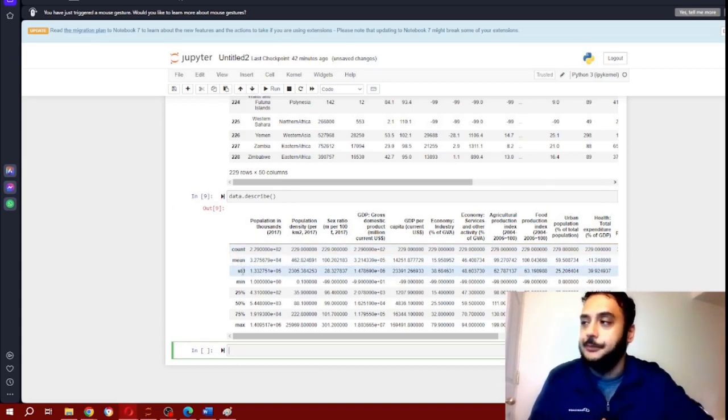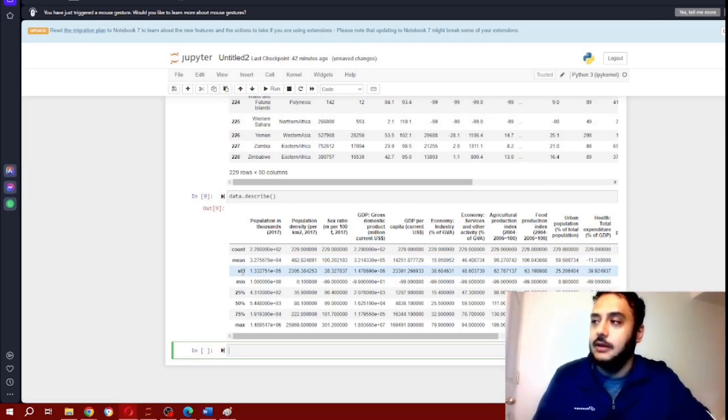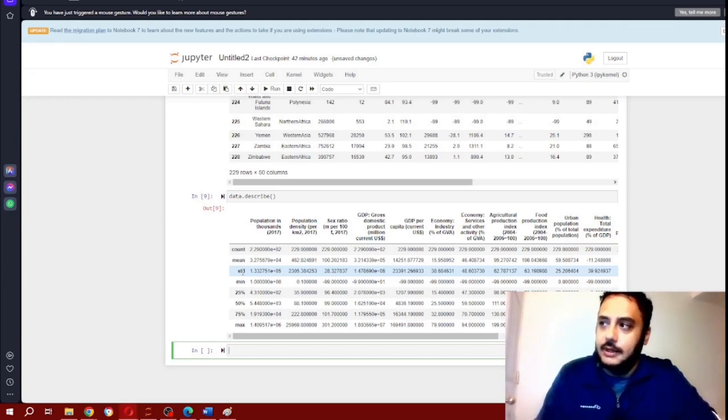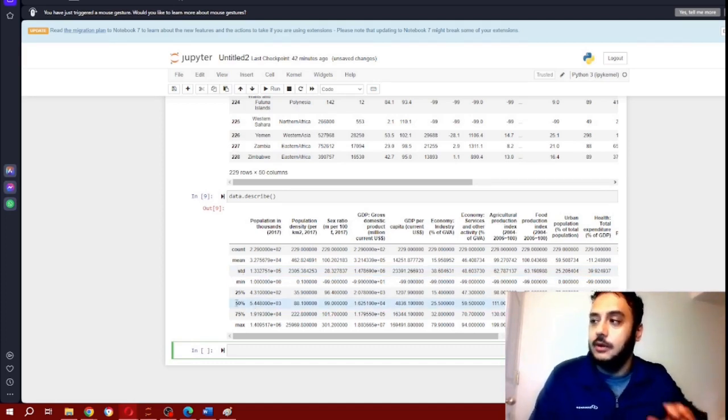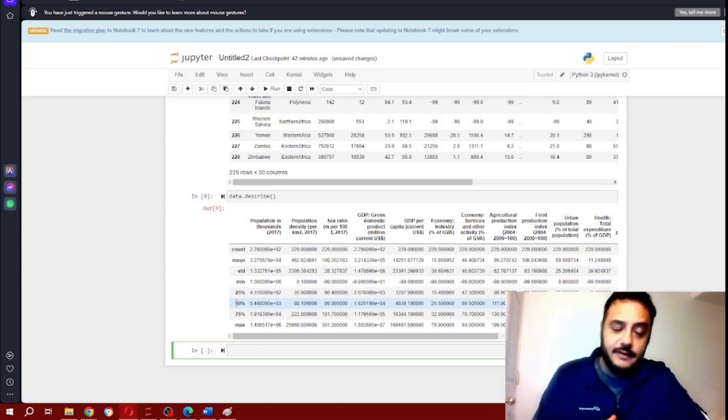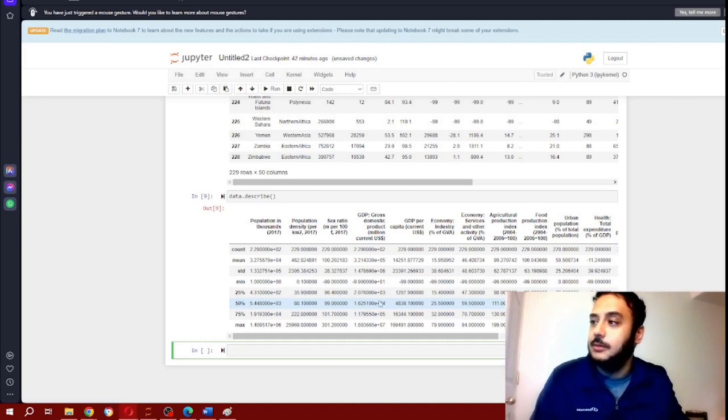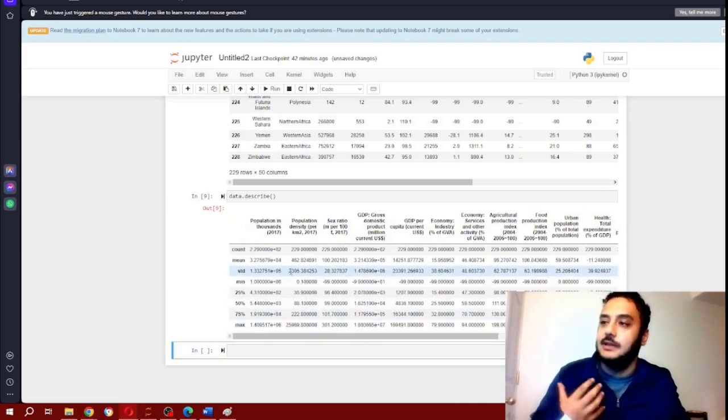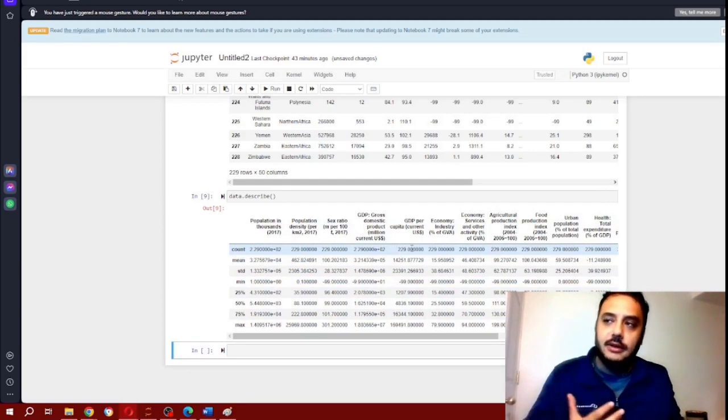Standard deviation, which is the standardized distance difference from the mean, is a whole different thing that I may have talked about in other videos, so I'll probably have a special video about this. Minimum is the smallest number in the distribution, the 25th percentile is the first quarter, the 50th percentile is the second quarter, the middle of this distribution, the 75th percentile is the third quarter, and maximum is the highest number in our distribution.